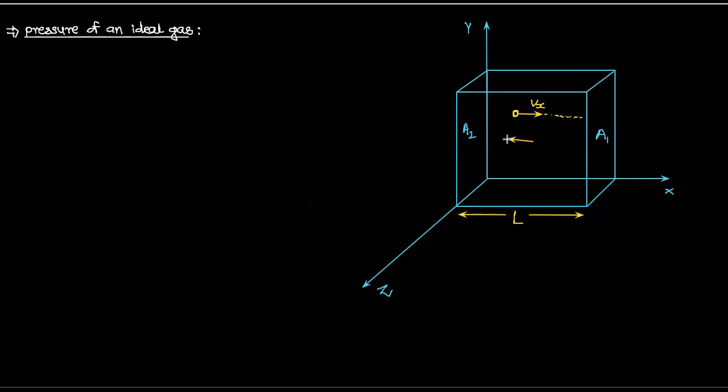And then this time its velocity is what? Minus Vx. Or you can just write Vx only, because its velocity in magnitude is not going to change. So after collision its velocity is also Vx, but in the opposite direction. Yes or not? It will come back something like this, colliding and going in the opposite direction.